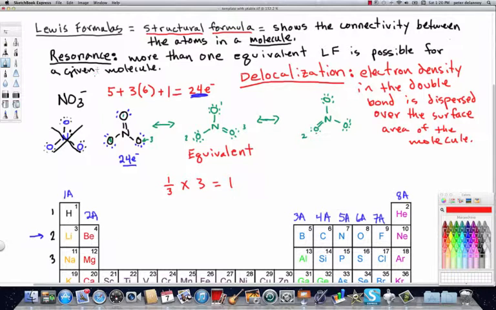So we use resonance in order to modify our model to acknowledge the fact that for some molecules there can be more than one equivalent structure. And I think I'm going to close this video here.